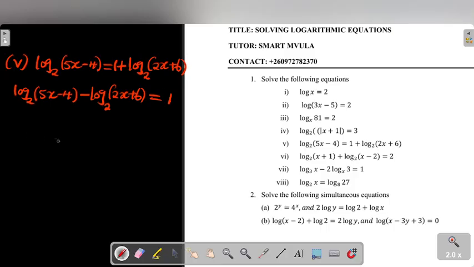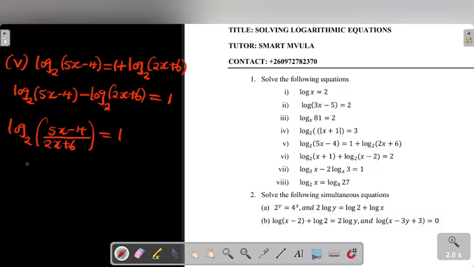That's what we have. Now we're going to apply laws of logarithmic equations. So we have the properties. So we know that if the bases are the same and here we are subtracting, then you divide whatever you have inside the brackets. That's one of the properties. So we're going to say we have log, the base is 2, then open brackets, we have 5x minus 4, then over 2x plus 6. That's what we have. Then this is equal to 1.